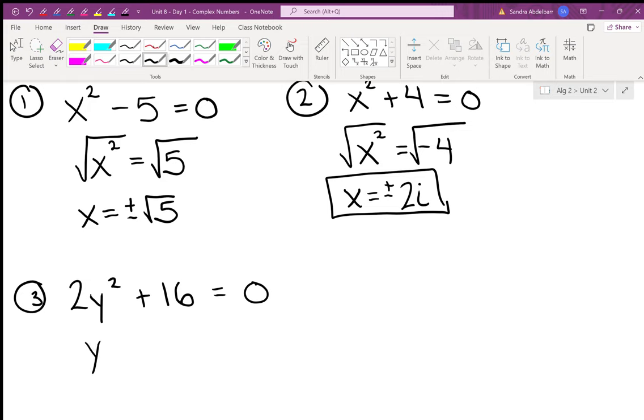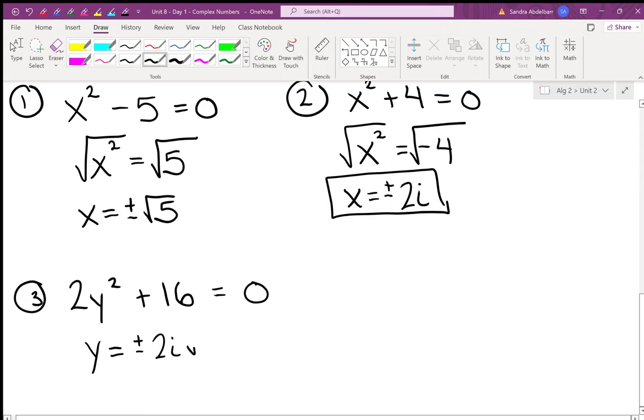Who has an answer for y? y is equal to what? David. y is equal to plus or minus 2i root 2. You got it. y equals plus or minus 2i root 2. Anybody want to see me do this? Okay, great.